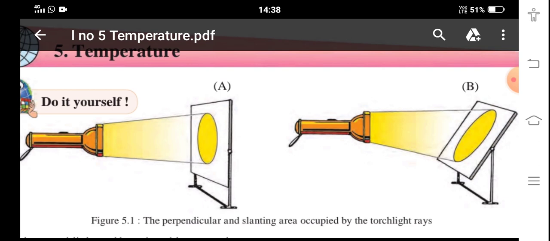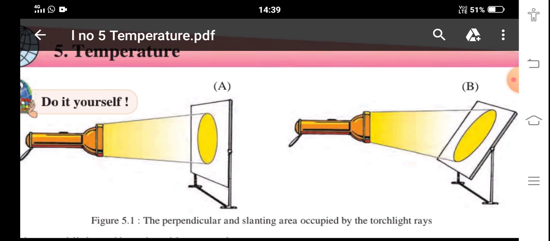In figure B, you are seeing a torch and the same paper, but the direction, the position of that paper is changed. What are these two figures going to tell us? We are going to learn this. This figure is about the perpendicular and slanting area occupied by the torchlight.